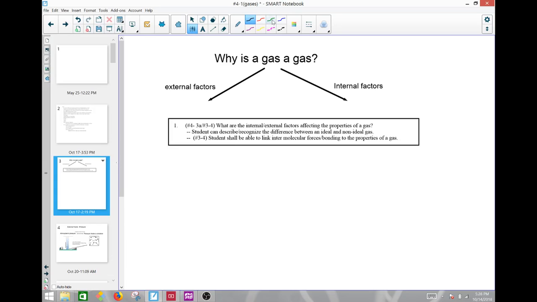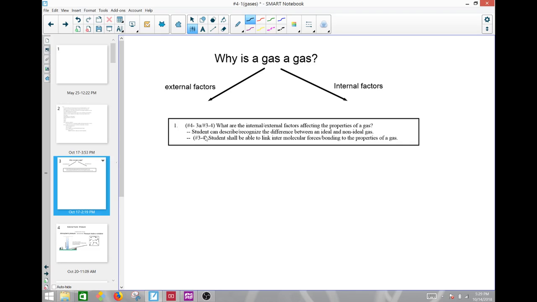This is going to be a short little video on gases. Why is a gas a gas? This is 4-3A, so it's states of matter, liquids, gases, and then 4A is dealing with the inter and intramolecular effects of gases. So what are the external factors affecting the properties of gases?